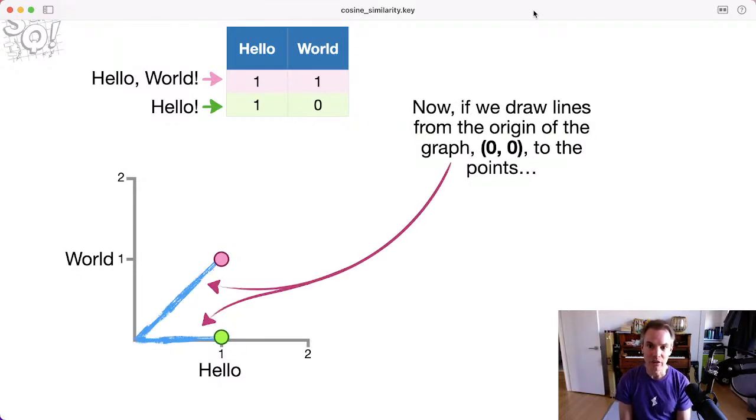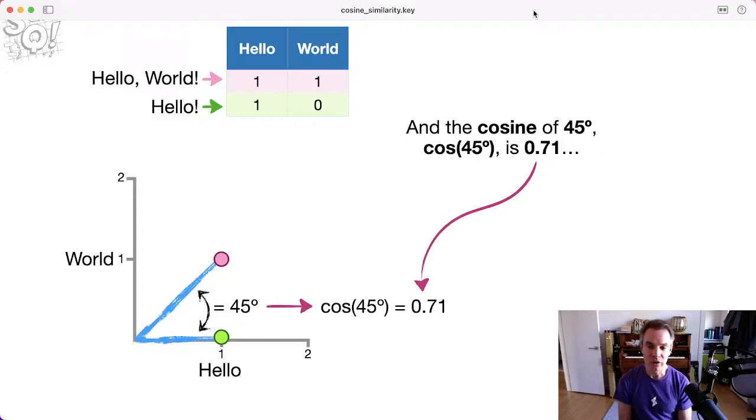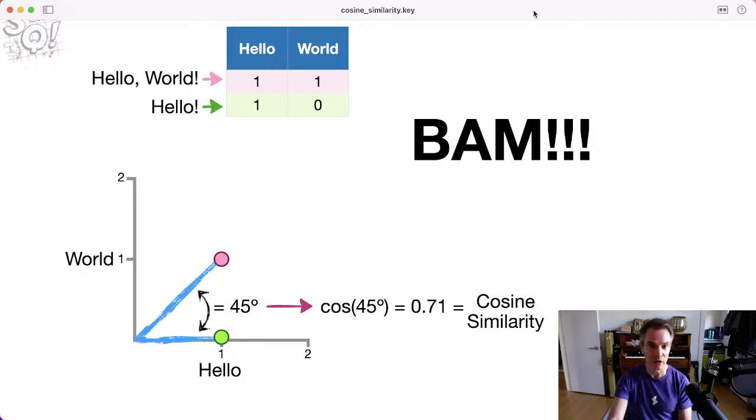Now, if we draw lines from the origin of the graph, which is at 0, 0, so where both world and hello are both 0, to the points, we can see that there's a 45-degree angle between the two lines. And the cosine of 45 degrees is 0.71. And thus, the cosine similarity between the phrases hello world and hello is the cosine of 45 degrees, which equals 0.71. Bam! That was not hard.